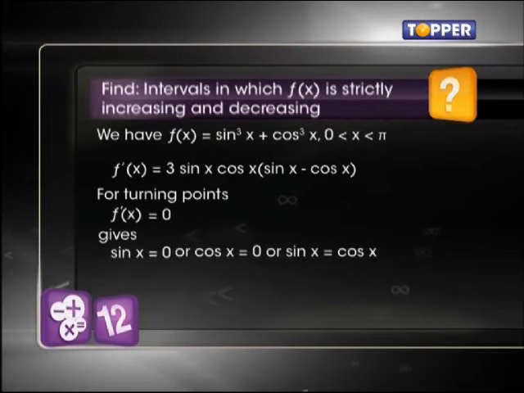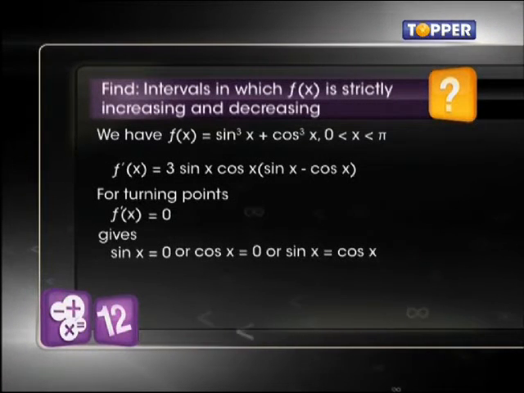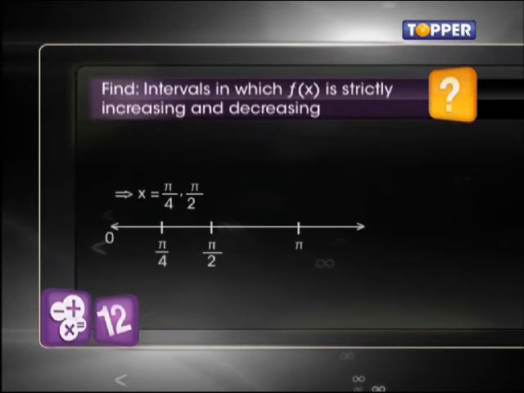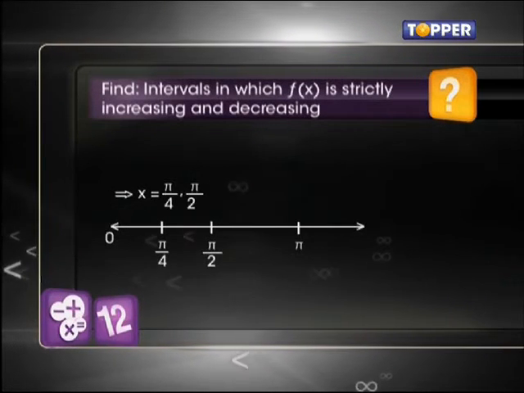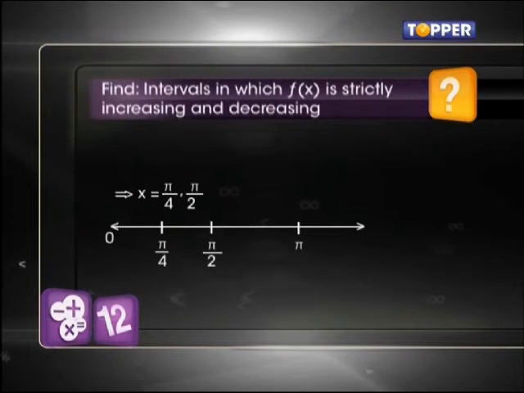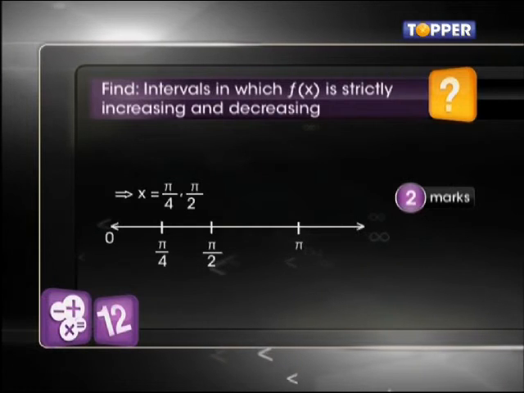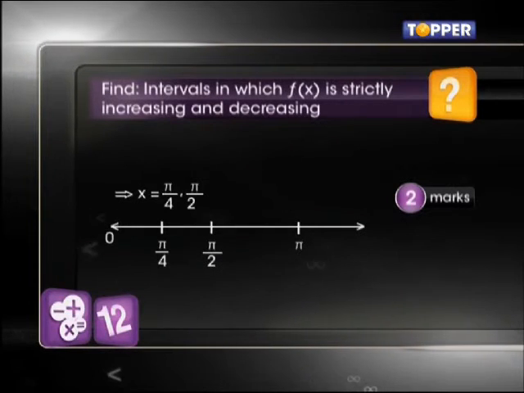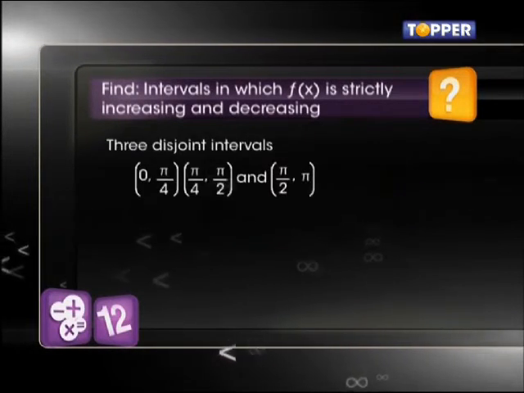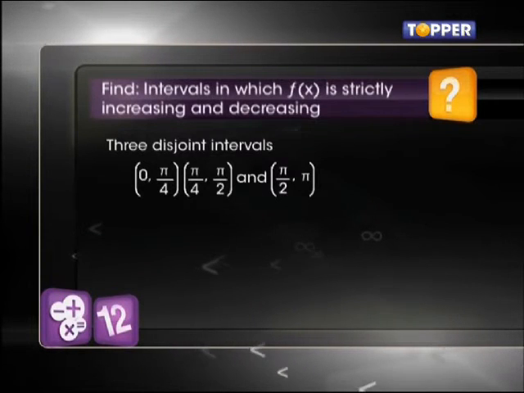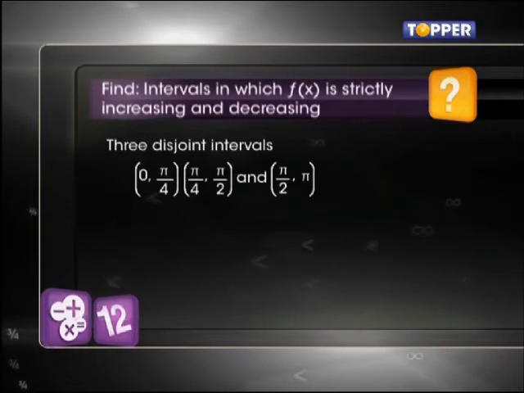So, to find the interval, we first differentiate f(x) with respect to x. On solving the equation for x, we find it is equal to pi by 4 and pi by 2. These 2 points divide the interval (0, pi) into 3 intervals: 0 to pi by 4, pi by 4 to pi by 2, and pi by 2 to pi.